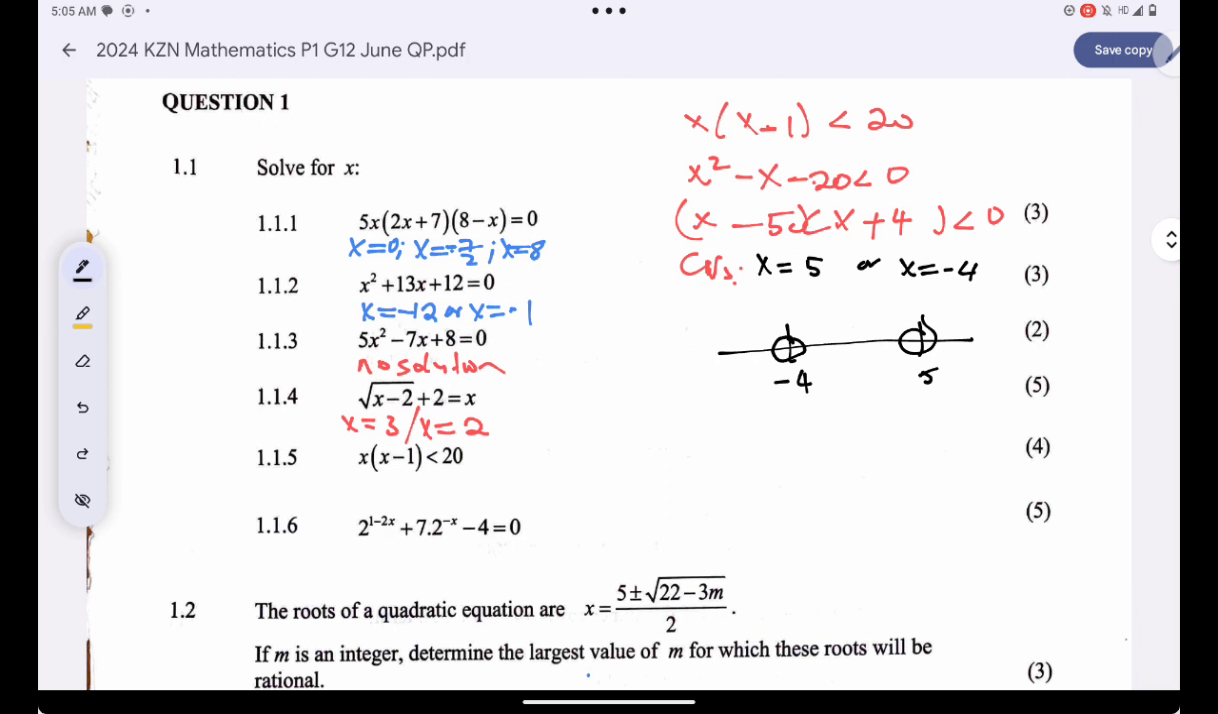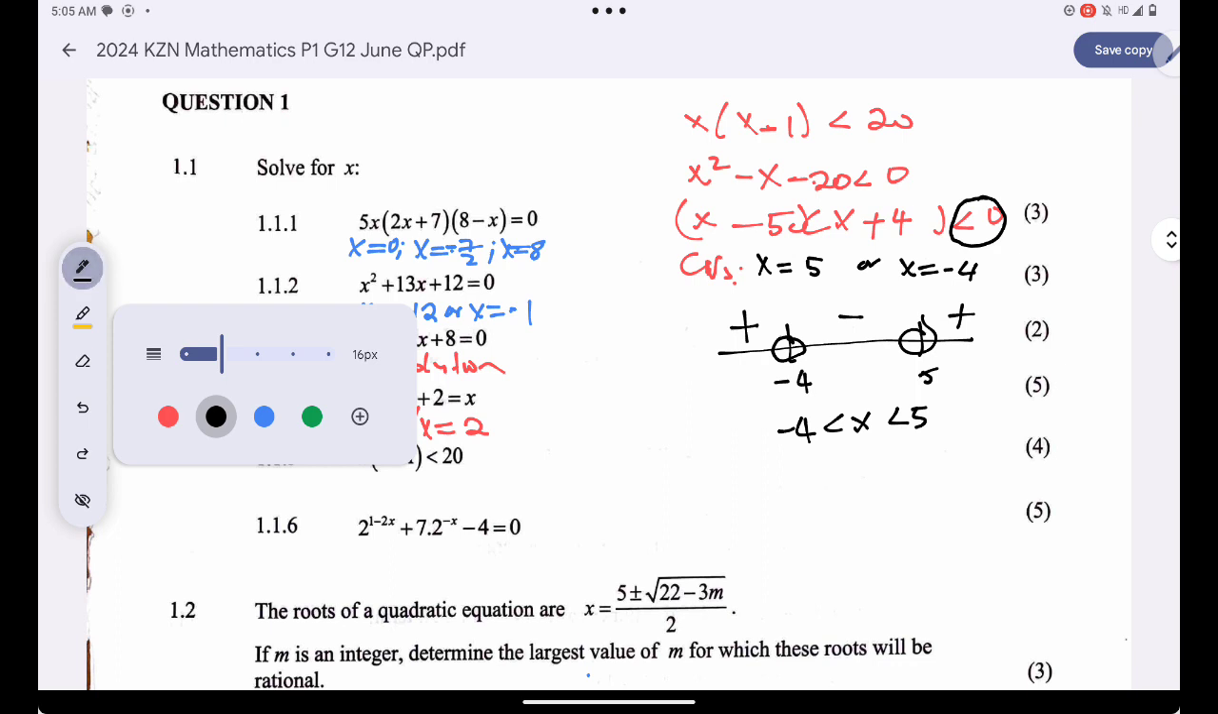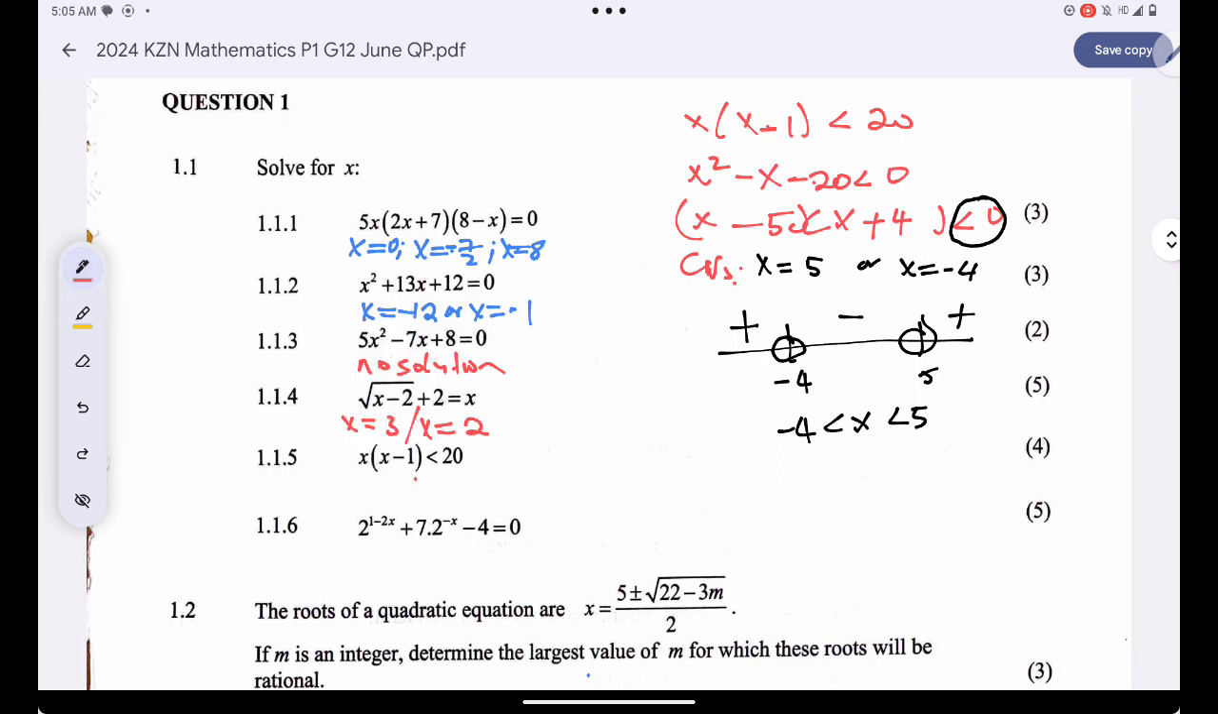So the numbers in front of x inside my brackets are both positive. So I'll start with the positive there, negative and positive. So I'm looking for anything that will give me an answer which is less than 0. Less than 0 means negative. Where do I see a negative sign on my number line? I see it when x is between -4 and 5. So the solution there, x is between -4 and 5.